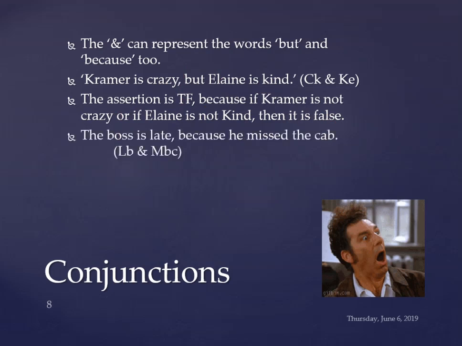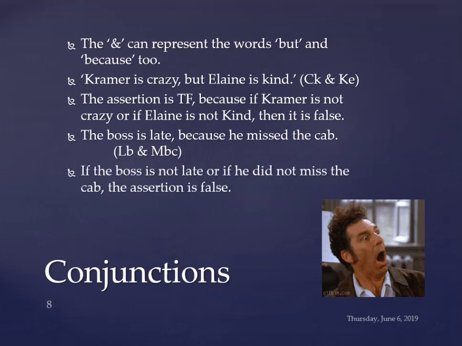Same thing with because, that's also a conjunction. So the statement, the boss is late because he missed the cab, right? I'm translating the boss being late, and the boss missed the cab is named there. That is also truth functional, okay? Because if the boss is not late, or if he did not miss the cab, the assertion is false. I know that what you're doing here is giving an explanation for something. But of course, explanations have two parts. There's the part that needs to be explained, and then there's the explanation that is given. Both of those have to be true in order for the claim to be true, and so it's a conjunction. Those two things have to come together.